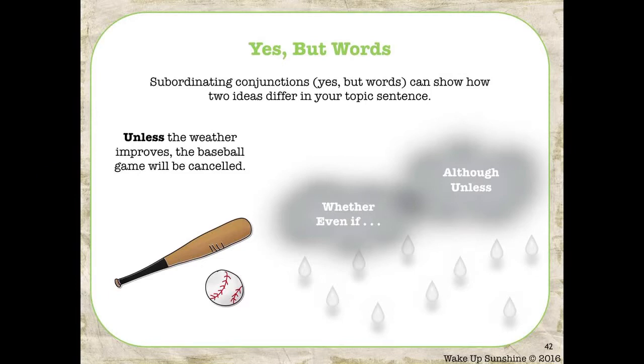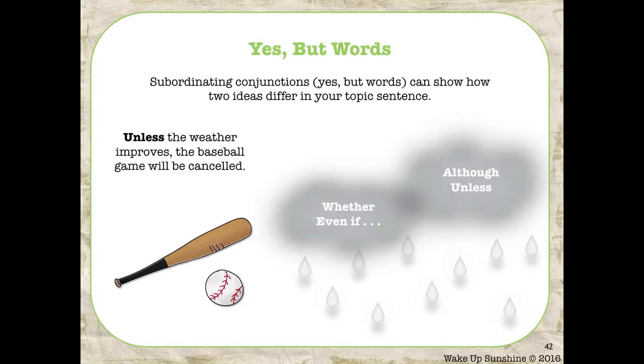Just keep in mind that subordinating conjunctions or "yes, but" words cannot work alone. Otherwise you're going to have an incomplete thought. Therefore, you need to finish the process, and you'll see how I do that here. The example is, "Unless the weather improves, the baseball game will be canceled."